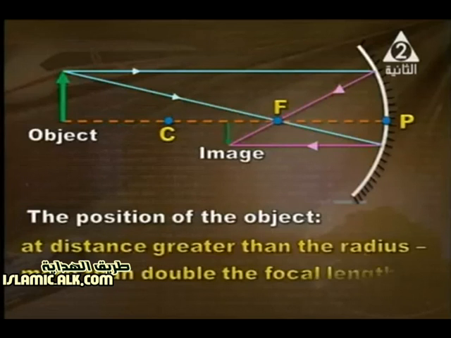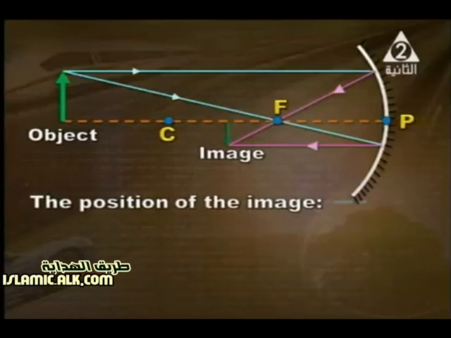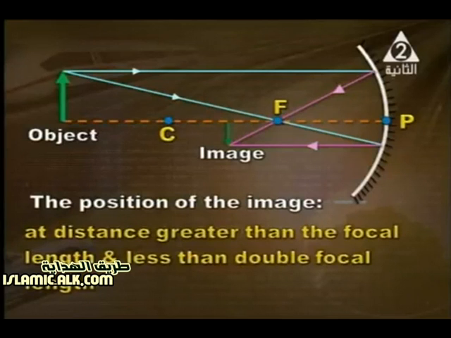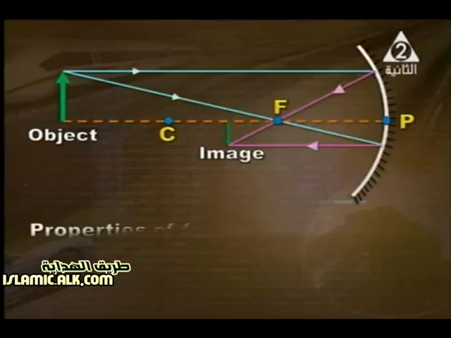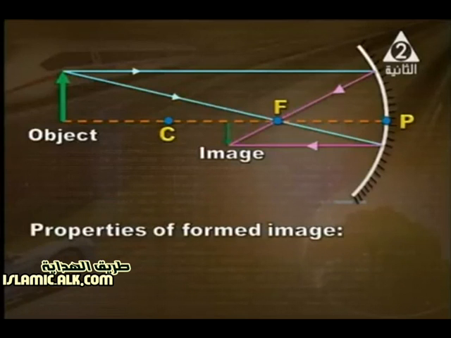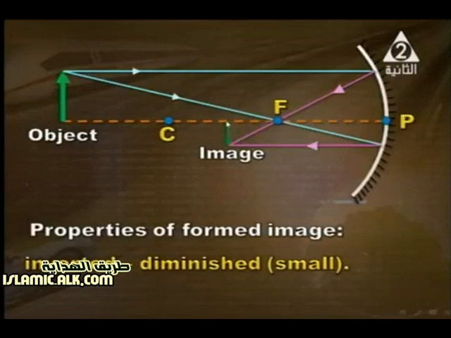The position of the object is at a distance greater than the radius, at a distance more than double the focal length. The position of the image is at a distance greater than the focal length and less than double the focal length. What are the properties of this image? We see that this image is inverted and diminished.